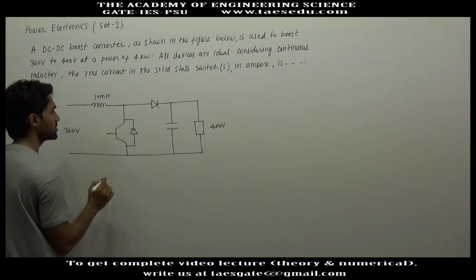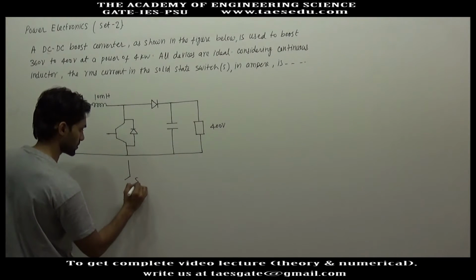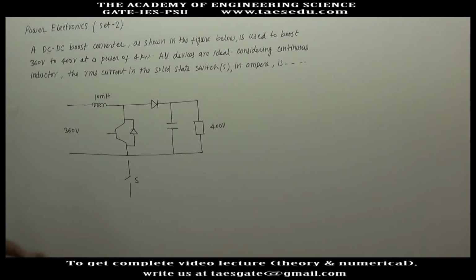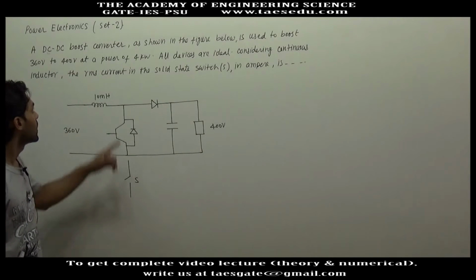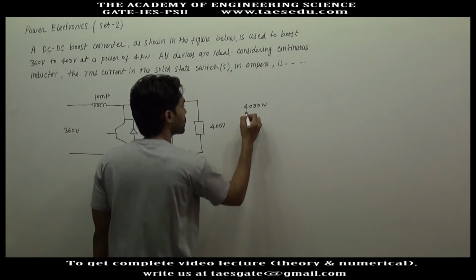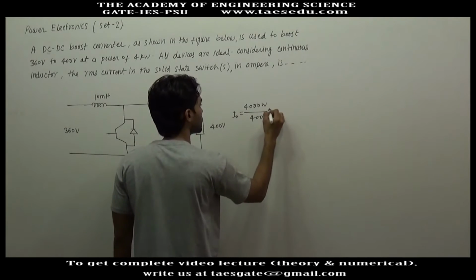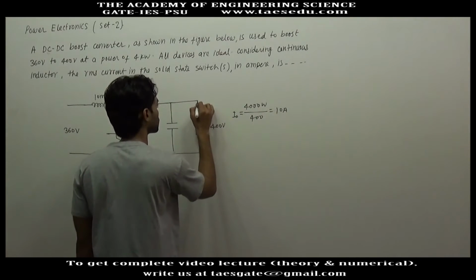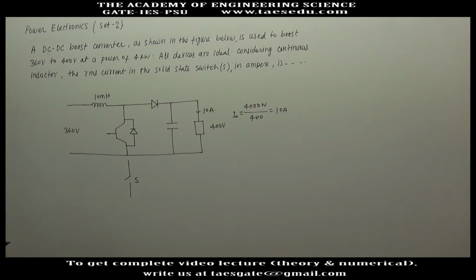This is a solid state switch. Instead of this switch, in the theory lecture I have shown just a switch S. The input voltage is 360 volt, output voltage is 400 volt, and the power is 4 kilowatt, 4000 watt. So the output current I naught will be 4000 watt divided by 400. This will be 10 ampere. The output current will be 10 ampere. The devices are ideal, considering continuous inductor current.